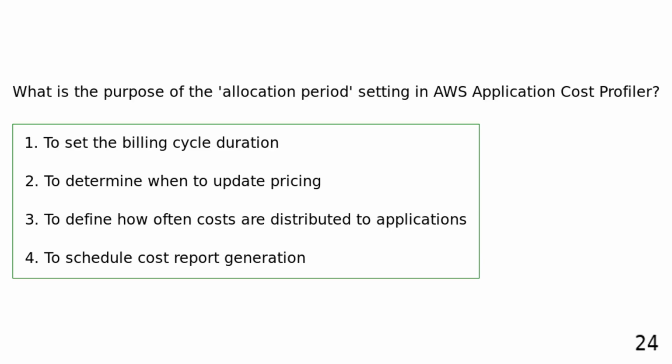What is the purpose of the allocation period setting in AWS Application Cost Profiler? To set the billing cycle duration. To determine when to update pricing. To define how often costs are distributed to applications. To schedule cost report generation.